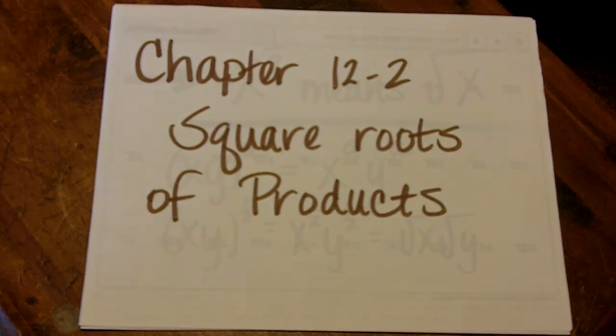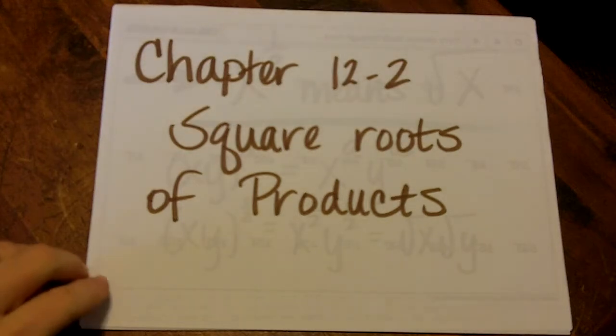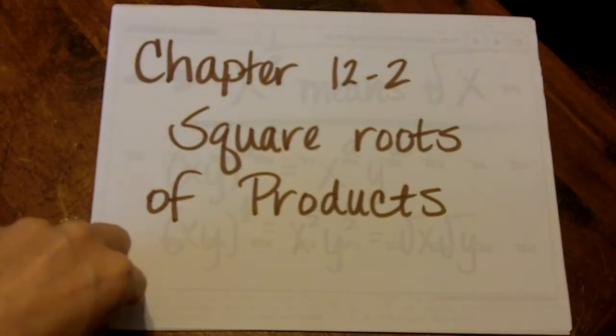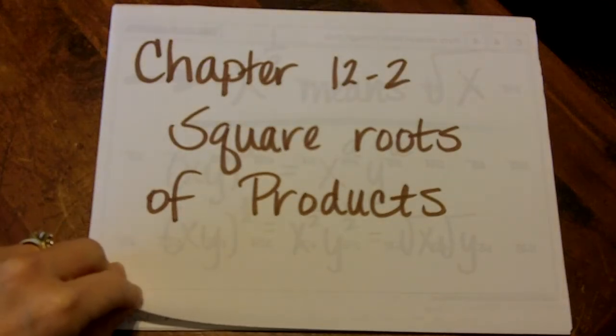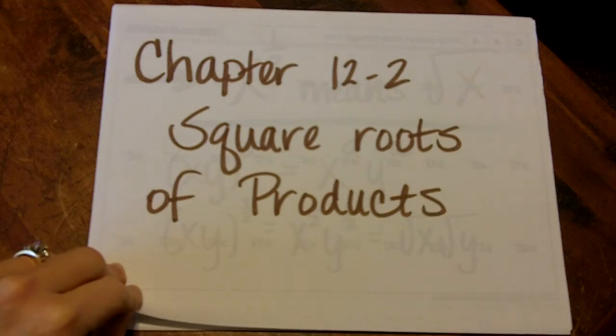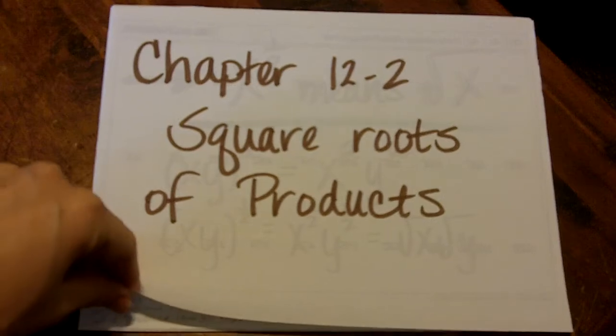Chapter 12, Lesson 2 is about square roots of products. We're not exactly multiplying in this lesson, but we are going to be learning something called simple radical form. And it's a very important lesson for you to learn.